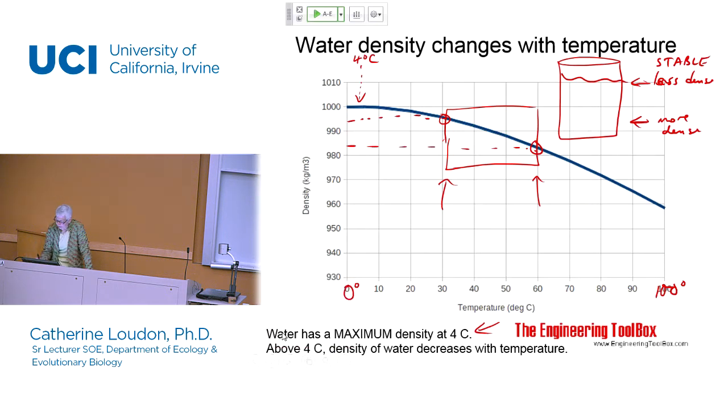If we now take the 60-degree water and put that on top, and the 30 degrees and put it on the bottom, this would be stable, right? Because we have less dense liquid floating on top of more dense liquid. Okay, that's perfectly stable. Okay, so how does that relate to biomes?